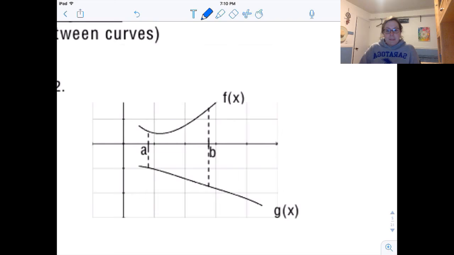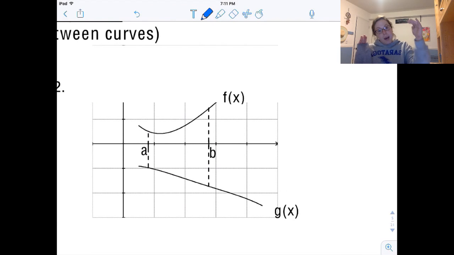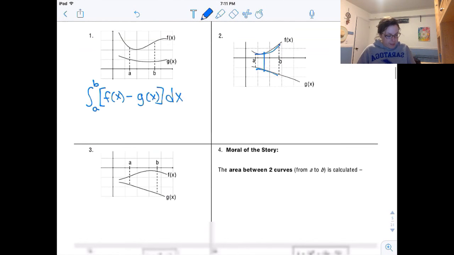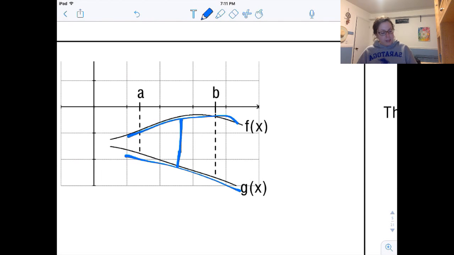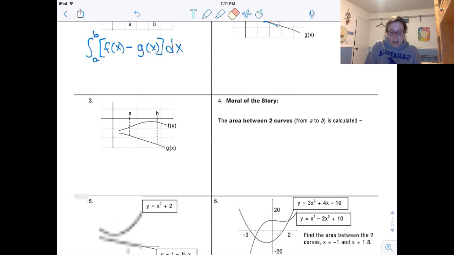It would be the exact same setup for one like this. We're going from a to b. F is my top function right here. G is my bottom function. So the distance between those would be f minus g, and I would integrate from a to b. Okay, same thing here. F is the top, g is the bottom, so I'm doing top minus bottom. And that works the same way if you're going right to left, okay?